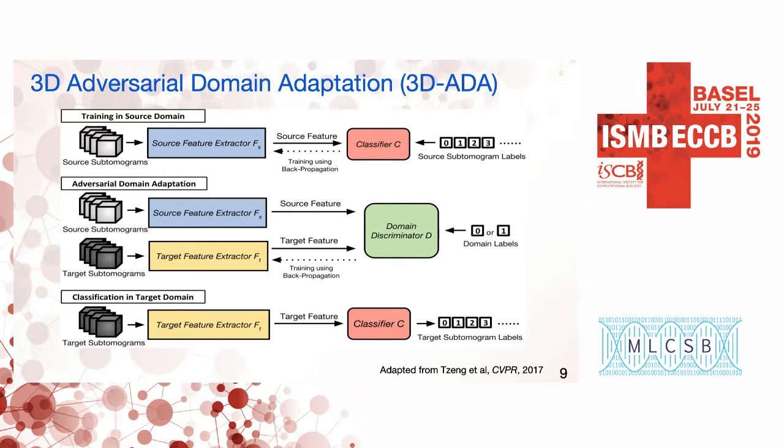And during the third stage, since the target features extracted are already invariant to domain, the classifier trained from stage 1 can be directly applied to the extracted target features to get the target subtomogram labels predicted.